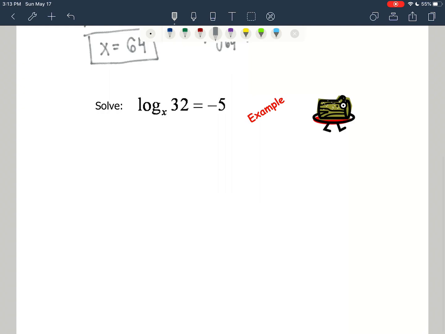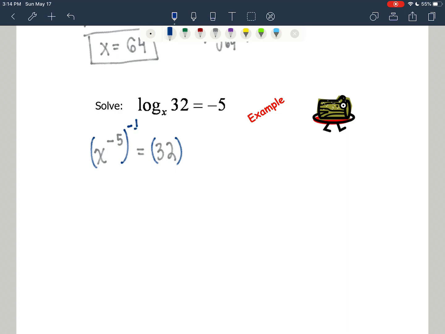Log base x of 32 equals -5. We're going to take our base, raise it to the -5 power, and that's equal to 32. Now I want to raise both sides to a power that's going to eliminate that -5. So what can I multiply -5 by to undo it, to give me a power of +1? Well, we know we're going to raise it to a negative, so that the negative times the negative gives us a positive.